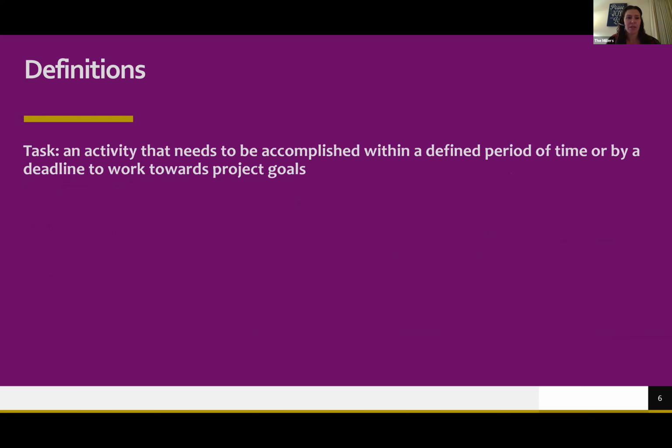Couple other definitions. You'll hear me use the word task. A task is an activity that needs to be accomplished within a defined period of time or by a deadline to work towards project goals. So again, you see that it's time bound. Time is a big deal in projects, and it has to work towards project goals. So it's not just something that we check a box with, but it's something that actually has a defined impact on our ability to succeed as a project.